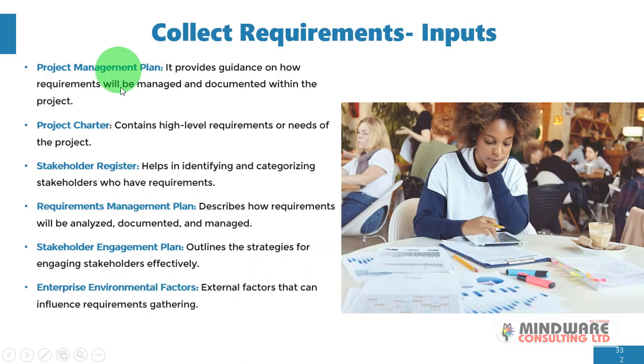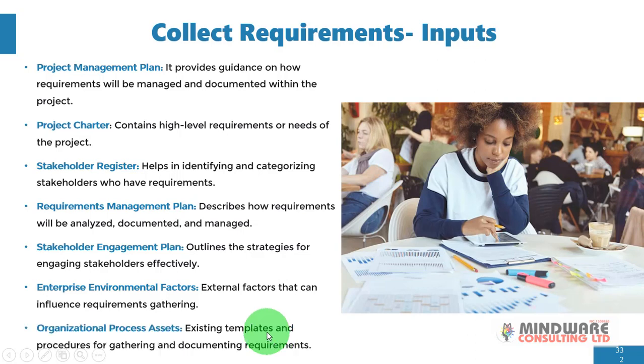Okay, so in a nutshell, those are the inputs that you have when it comes to collecting requirements in your project scope management. And lastly, we have organizational process assets. These include existing templates and procedures for gathering and documenting requirements. Okay, so this is what makes up the input in the collect requirement process. Now let's move on to the tools and techniques.